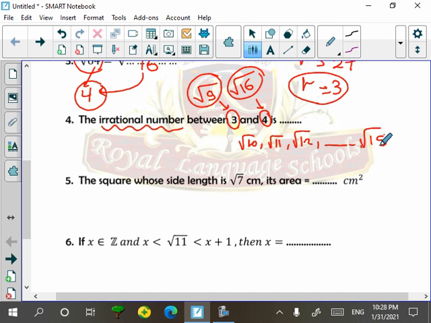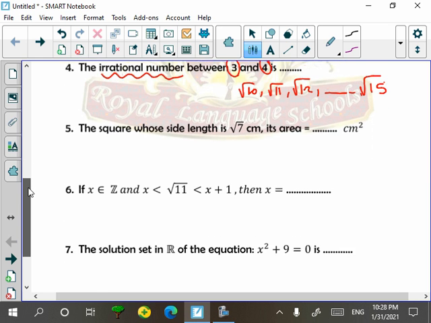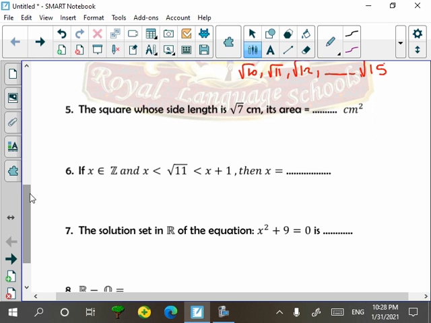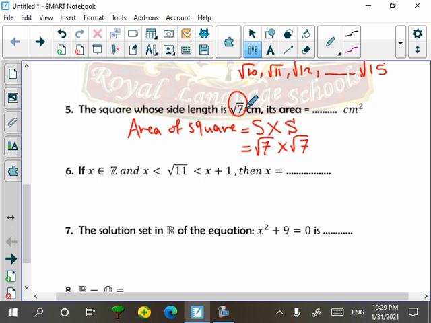Okay, number 5, the square whose side length is root 7 centimeter, its area equals how many centimeter power 2. All of us know that the area of a square equals side times itself, side times side. Okay, root 7 times root 7 from the given in the question, then root 7 times root 7 equals 7 centimeter power 2, then the area will equal 7 centimeter power 2.